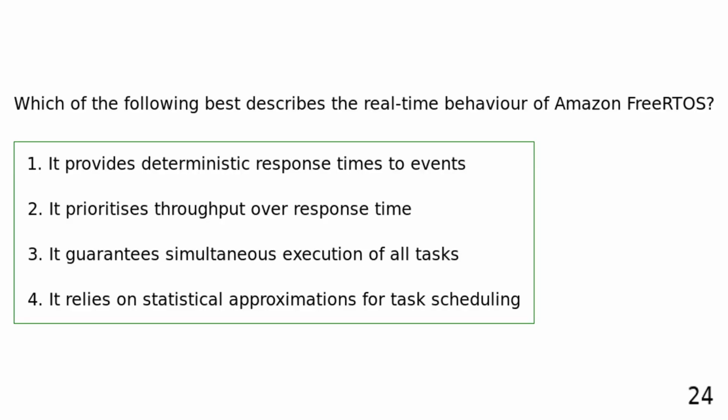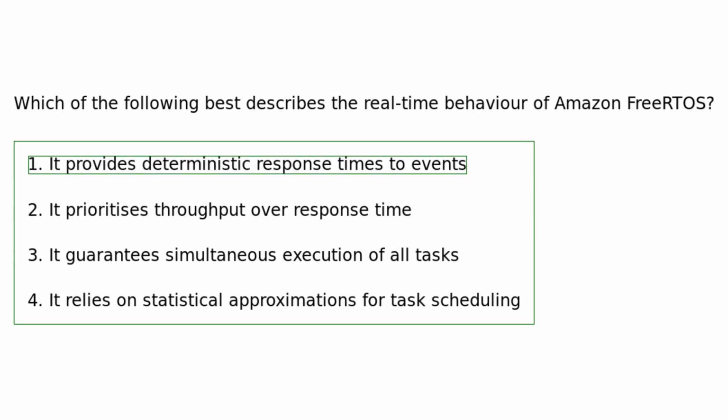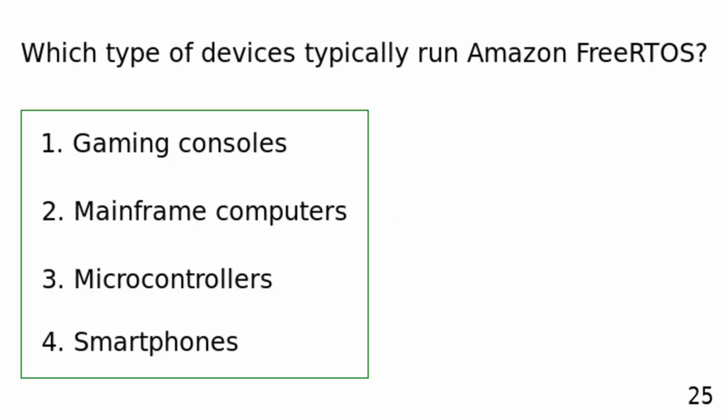Which of the following best describes the real-time behavior of Amazon FreeRTOS? It provides deterministic response times to events. It prioritizes throughput over response time. It guarantees simultaneous execution of all tasks. It relies on statistical approximations for task scheduling. Amazon FreeRTOS provides deterministic real-time behavior, meaning it can respond to events within guaranteed time constraints, which is essential for applications requiring precise timing.